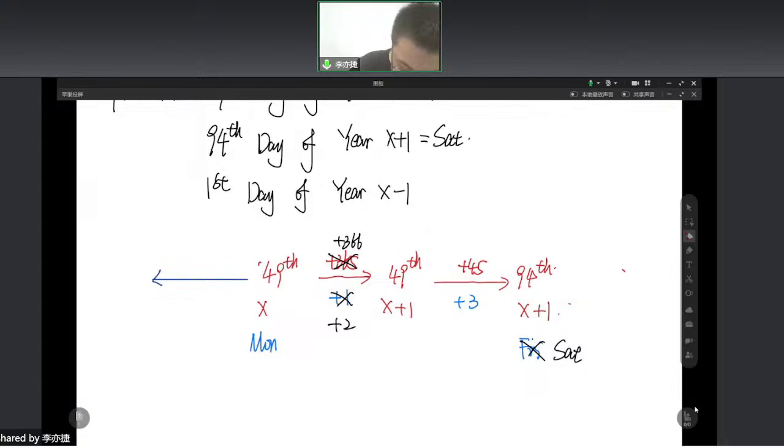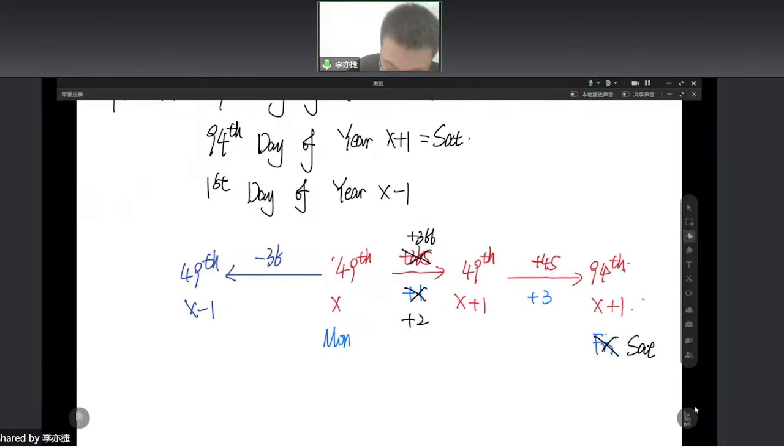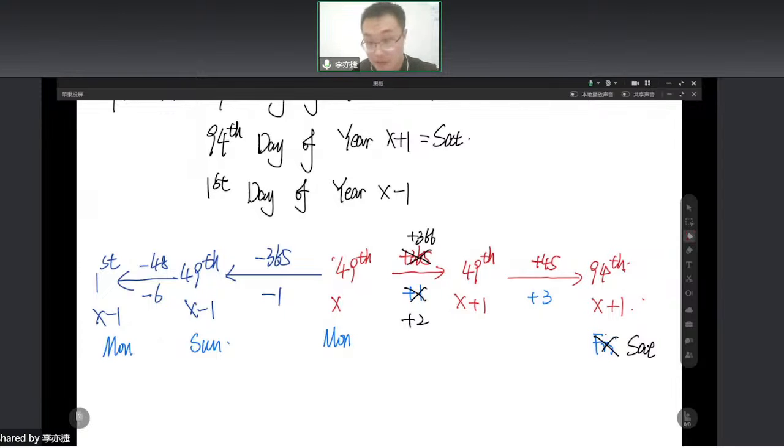So we first get to the 49th day of the year X minus 1. So now it's minus 365 and minus 1. So this day would be a Sunday. And then we move to the first day of X minus 1. So it's minus 48, something like minus 6. So spending 6 days before, it will be Monday again, right? So the answer is Monday.